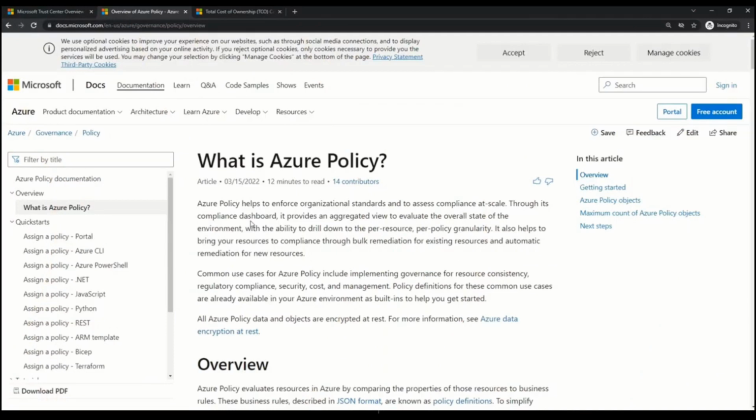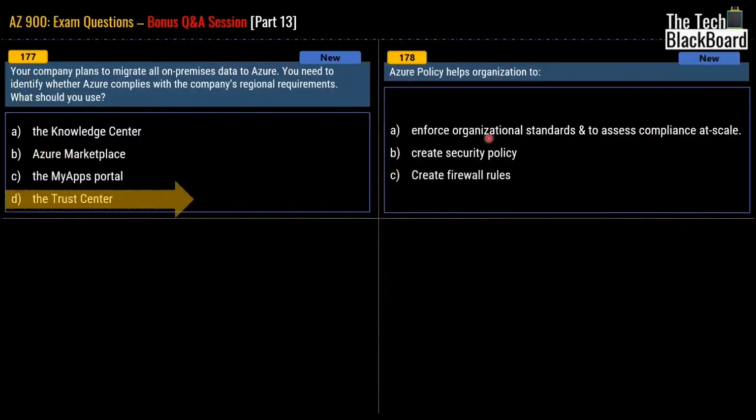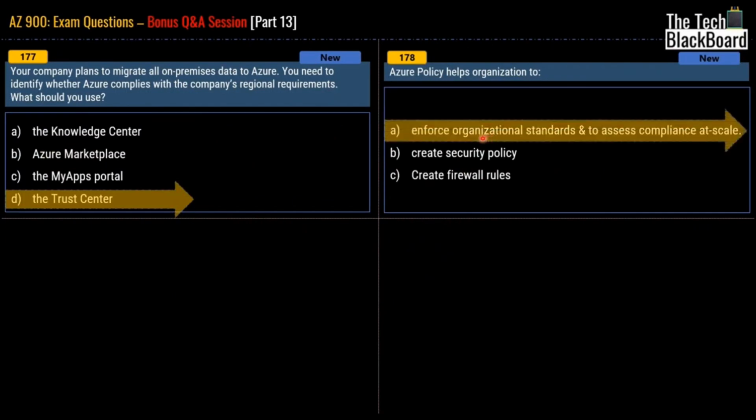This is the Microsoft documentation page which gives more detail on Azure Policy. Reading through the first line, we have: Azure Policy helps you to enforce organizational standards and to assess compliance at scale. Keep this line in mind, organizational standards and to assess compliance at scale, because that's exactly what our question is also asking for. So the correct answer for this question is option A, enforce organizational standards and to assess compliance at scale. Moving on with question number 179.